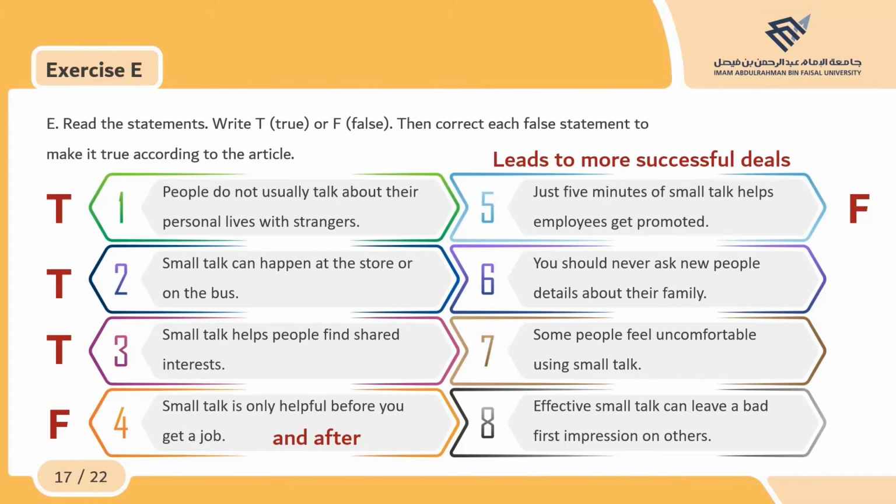And then number 6, you should never ask people details about their family. This is false because if you remember, we said that you need to find common interests. And one way of finding common interests is to ask if they have kids. Then number 7, some people feel uncomfortable using small talk. This is true. And number 8, effective small talk can leave a bad first impression on others. This is false because it can leave not a bad first impression but a good first impression.